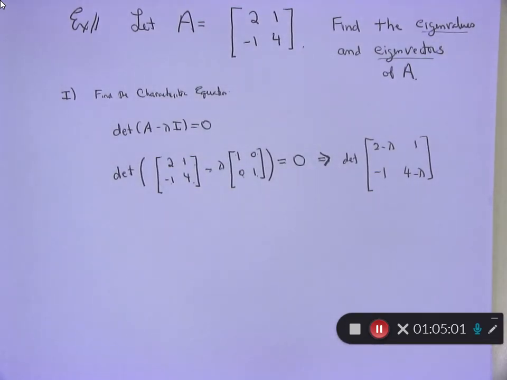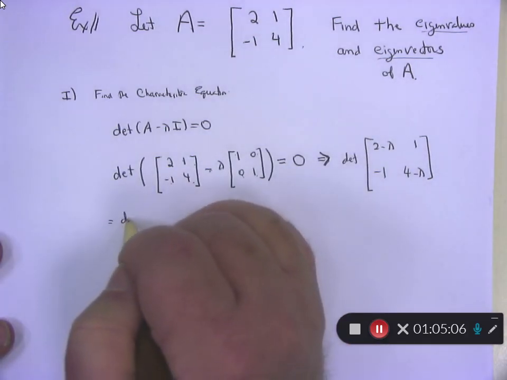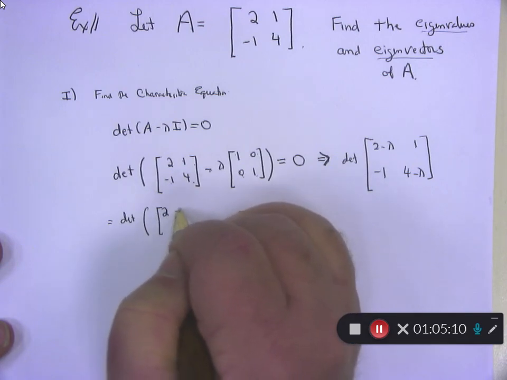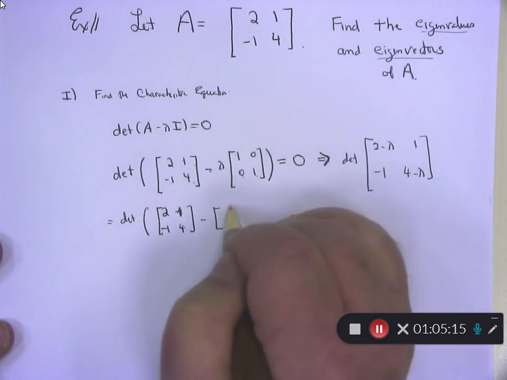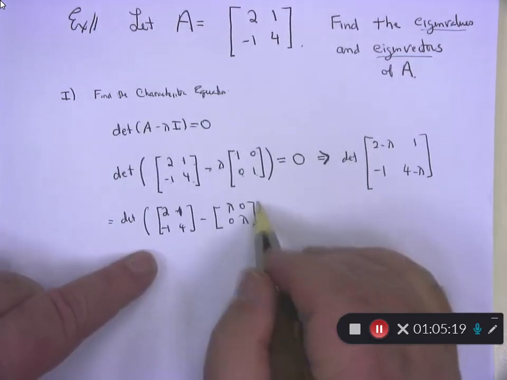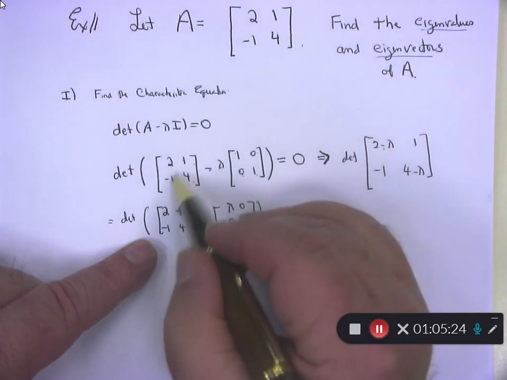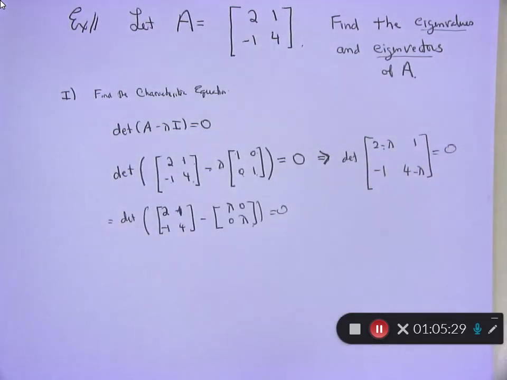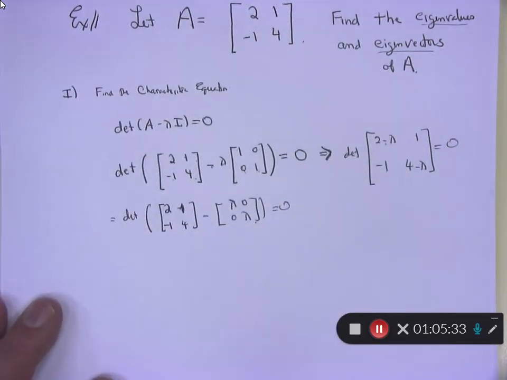Understand this. I wrote it like this, but you can also look at it as the determinant of A, which is 2, 1, negative 1, 4, minus the matrix lambda 0, 0, lambda. When you subtract off lambda that's on the diagonal, it only affects the main diagonal, and the other parts of the matrix end up being the same. Does that make sense? So you can get quick at this stuff.